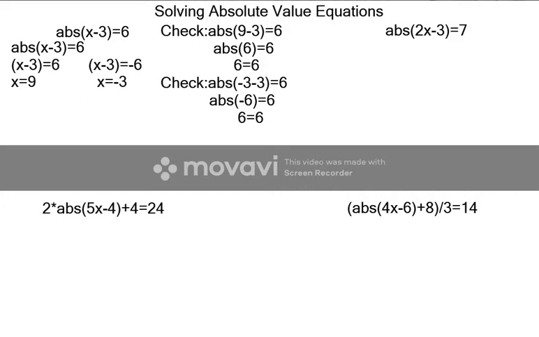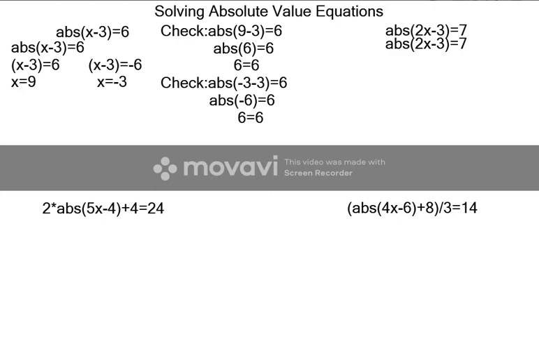Alright, so we have the absolute value of 2x minus 3 equals 7. So this question is not much different than the other one. All we're doing is basically trying to get rid of the absolute value part by making two different linear equations.